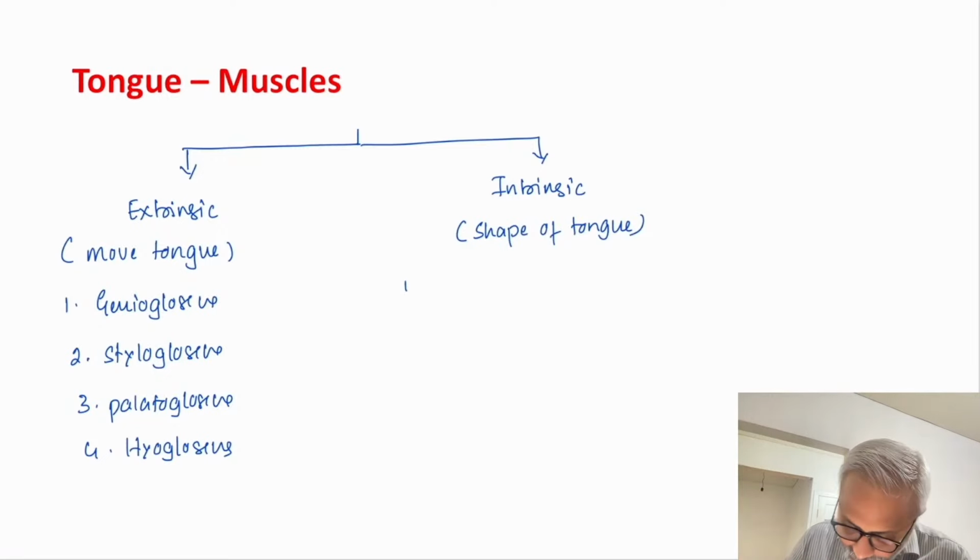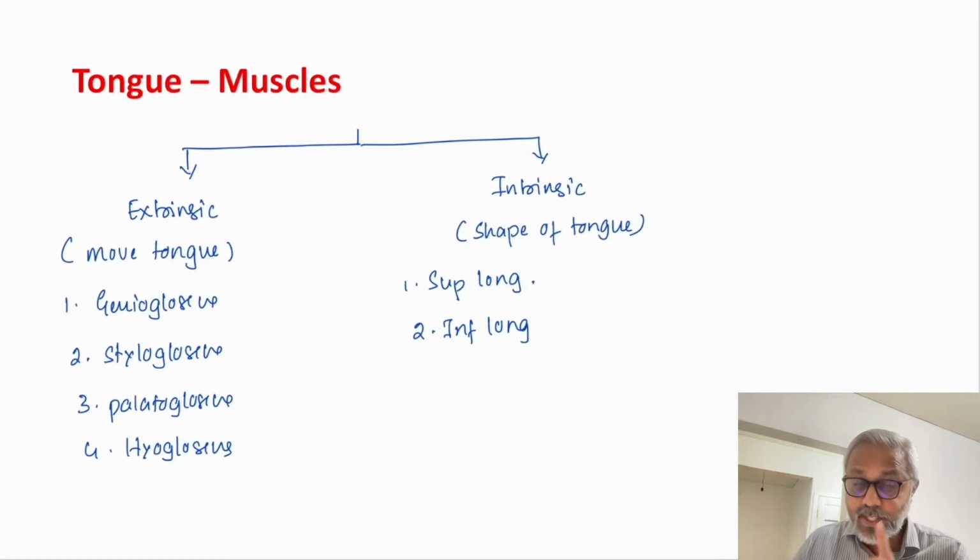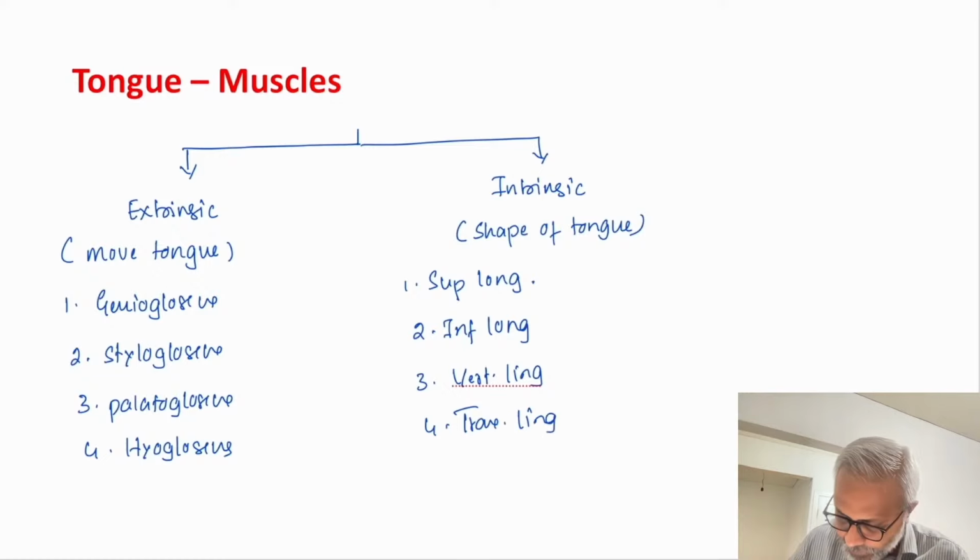Now, what are intrinsic muscles? Remember, superior longitudinalis, inferior longitudinalis. I'm writing the abbreviation, but I'm warning you again. Please never use abbreviations in your exam. Then we have verticalis linguae, and the other one is transversalis linguae. So these are the muscles, and this is how we classify.